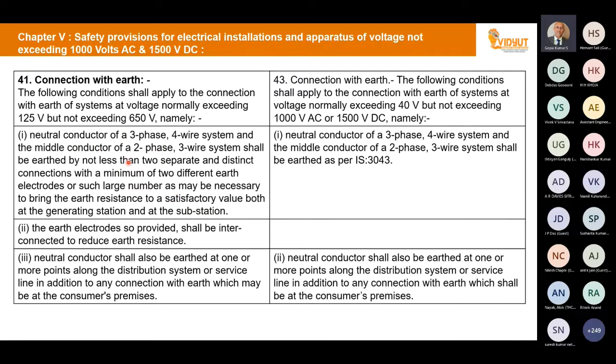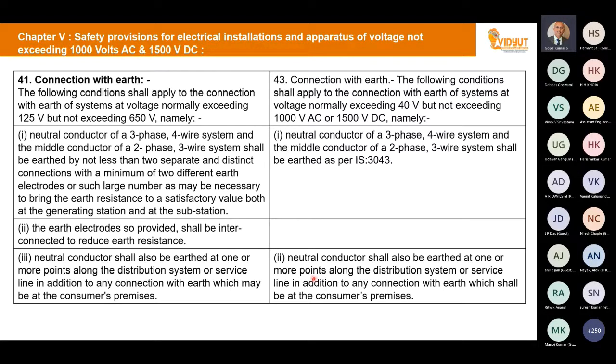Actually, this regulation was talking about a neutral conductor in a public distribution system, not about the neutral terminal of a transformer or a DG, but a neutral conductor in a public distribution system. However, in the new regulation, without any confusion, it is modified. It shall be earthed as per IS 3043. Very clear. So IS 3043 section 4 already has this particular clause. You should do as per IS 3043.